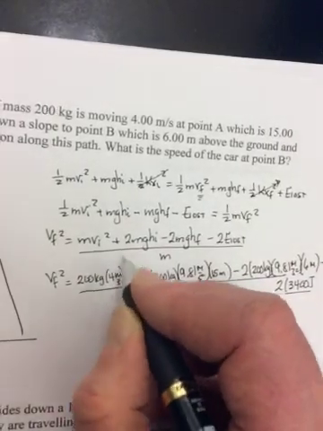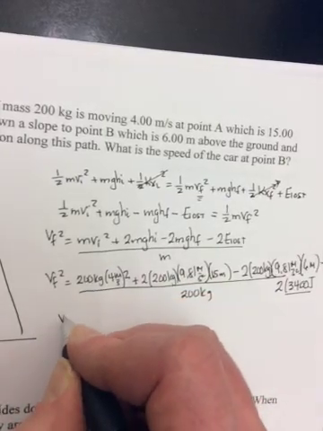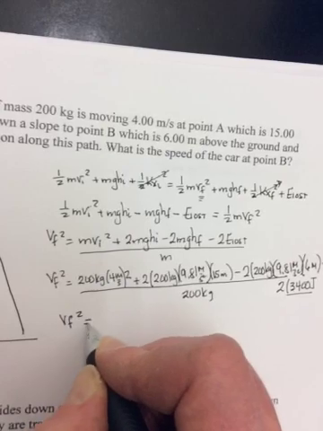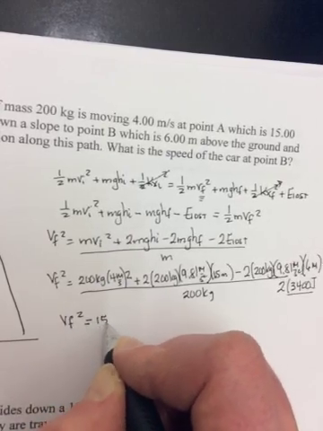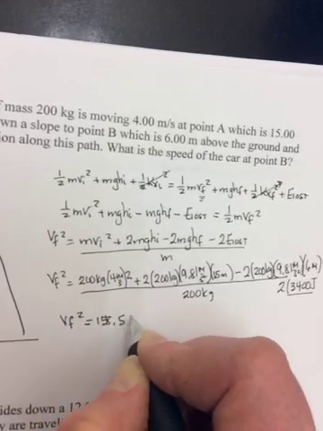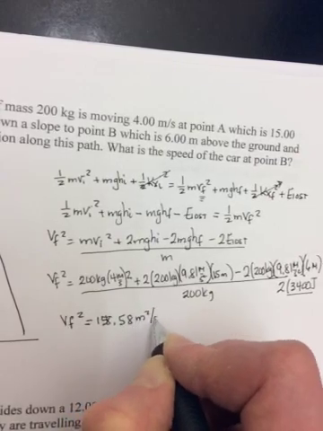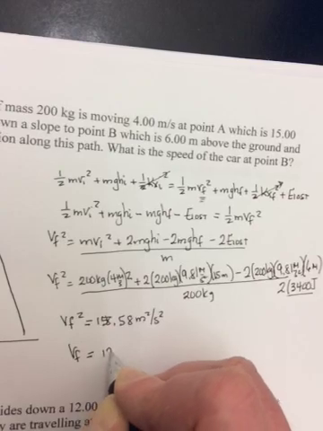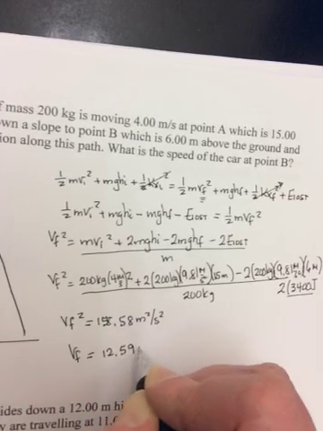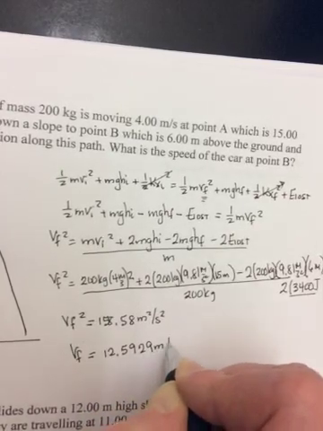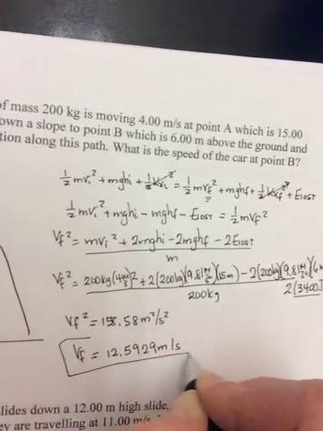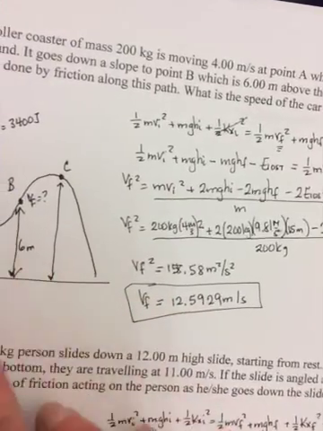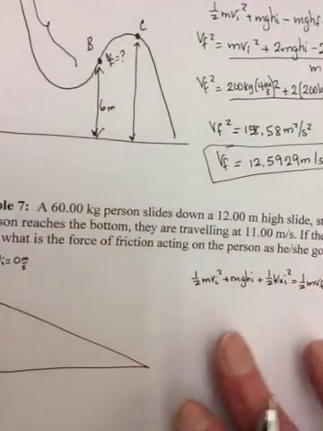Don't forget to square this 4 meters per second, and then don't forget to take the square root when you're done. So before you take the square root, you should get 158.58 meters squared per second squared. So then take the square root, and you get 12.5929 meters per second. Okay, that's not bad. That's about 45 kilometers per hour, so not too bad for a roller coaster.